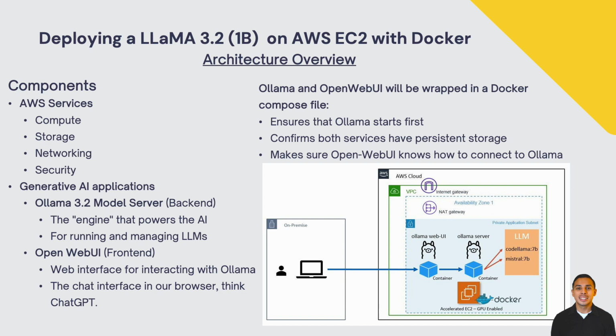We're going to split the work into 2 containers, a backend container running llama.cpp via Ollama. This engine loads the 1 billion parameter model and exposes an OpenAI compatible REST API. Think of it as the engine that powers the AI, which is used for running and managing LLMs. Second is the front-end container running OpenWebUI. It provides a ChatGPT style browser interface that connects to our Ollama API. We wrap both in a single Docker compose file so they start in the right order, share volumes, and know how to talk to each other. Next slide, we'll dive into exactly which EC2 specs, storage size, and networking rules make all this run smoothly.